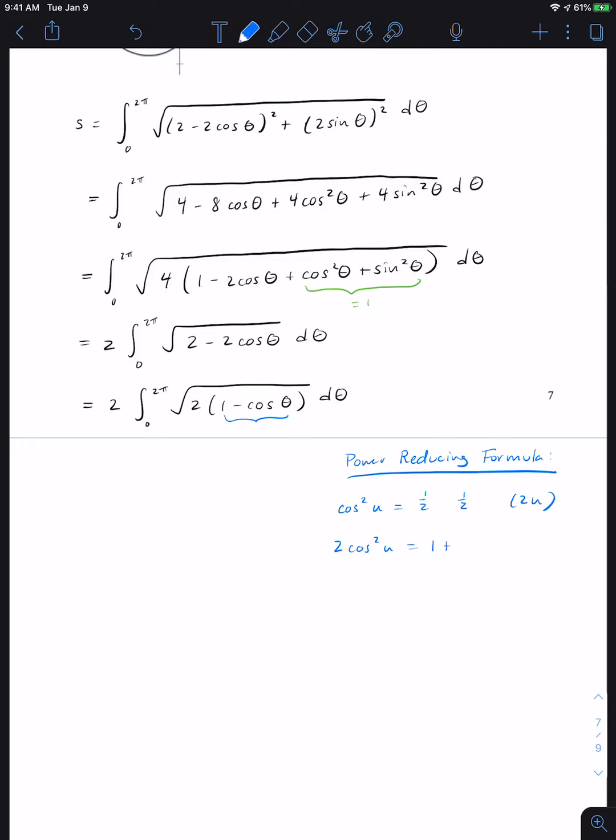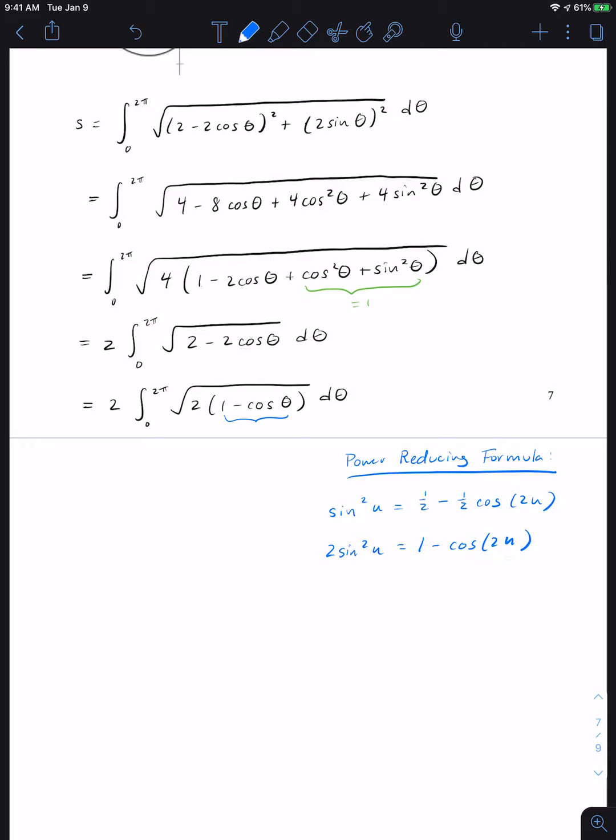All right, I could rewrite sine squared theta. Why am I choosing sine instead of cosine? Because the cosine one had a plus, and I wanted a minus because of this minus sign right there. So I should have chosen minus. In this case, I'll get this formula. This is the one we want, the power reducing formula for sine. If I multiply by 2, I get 2 sine squared of u is equal to 1 minus cosine of 2u.